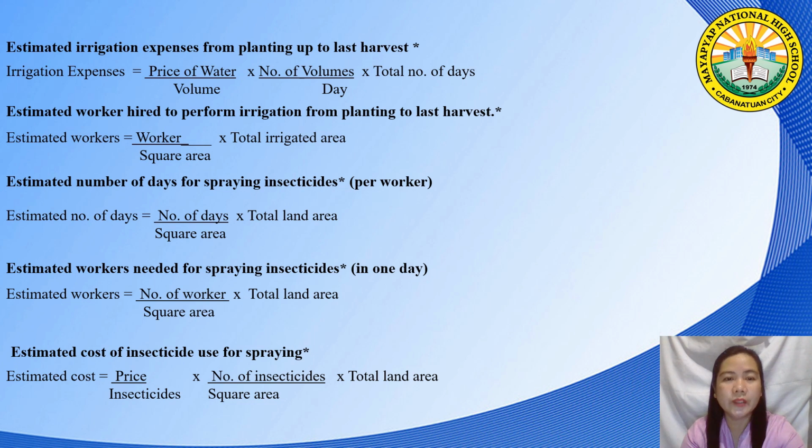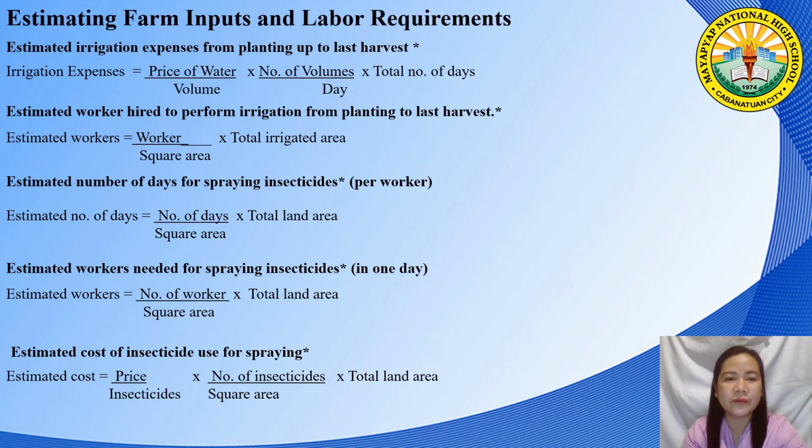Estimated workers hired to perform irrigation from planting to last harvest: estimated workers equals worker over square area multiplied by total irrigated area. Estimated number of days for spraying insecticides is expressed as estimated number of days equals number of days over square area multiplied by total land area.